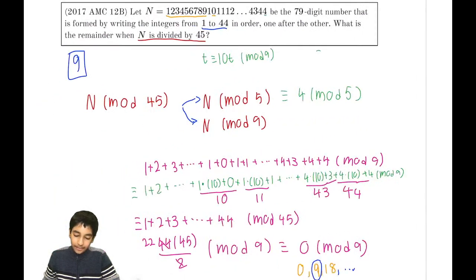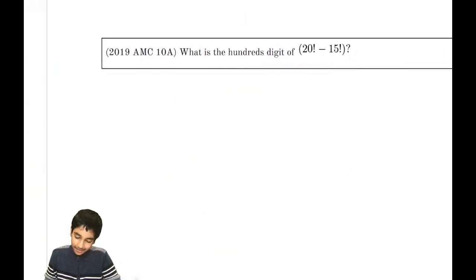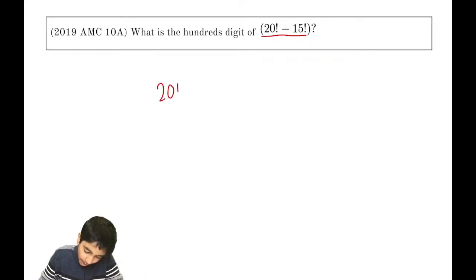Okay, hopefully that solution was clear and it was a cool idea. But now let's take a look at this next problem, which is very easy comparatively to the previous one. What is the 100th digit of 20 factorial minus 15 factorial? I'm not going to go too much into this since the problem is pretty easy. Basically, we really just want to find 20 factorial mod 100 and 15 factorial mod 100.